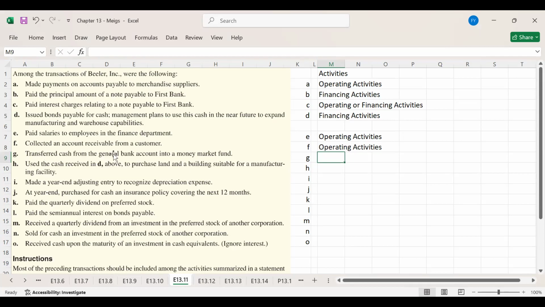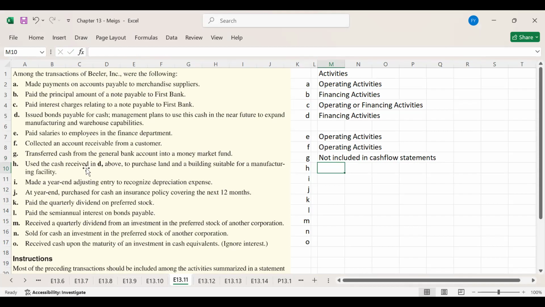Then transferred cash from a general bank account to a money market fund. So a money market fund is just like a cash equivalent, so it is not included in the statement of cash flows, because a money market fund is viewed as a cash equivalent. Therefore, transfers between a bank account and money market funds are not viewed as cash receipts or cash payments, because this is just a transfer from one account to another account without affecting total cash receipts or cash payments. So this should not be included in the cash flow statement.